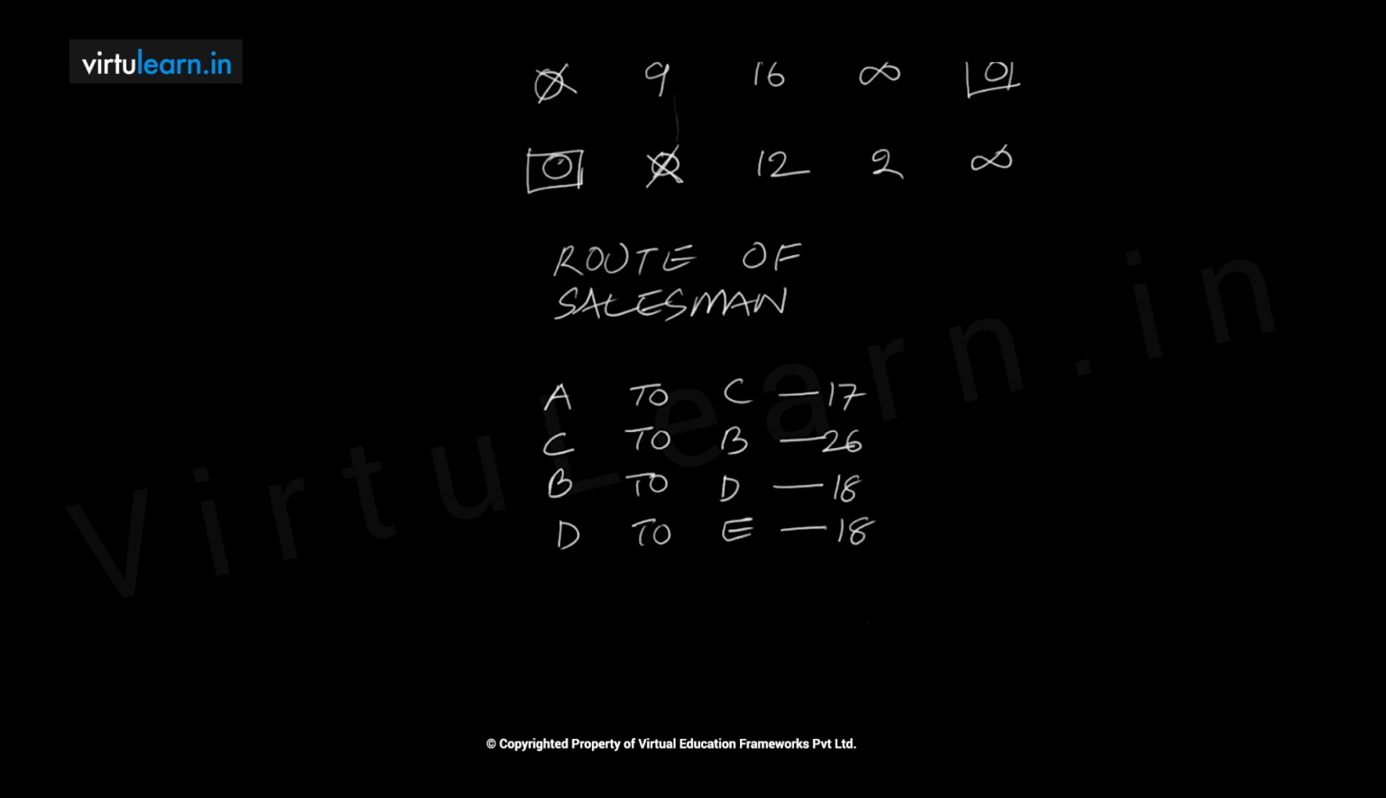So after this, from E you go back to place A, which is 25 miles apart. So that means the total distance travelled by the salesperson will be 93 miles by abiding by the condition such that he will not go back or repeat any kind of traveling. So we can see the route appears to be like this.